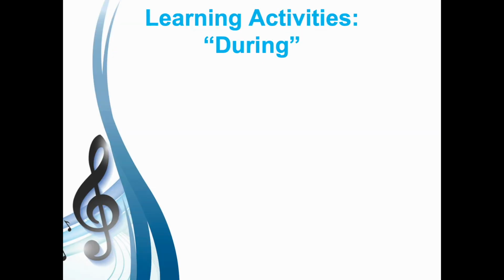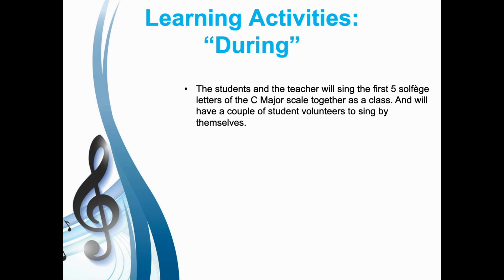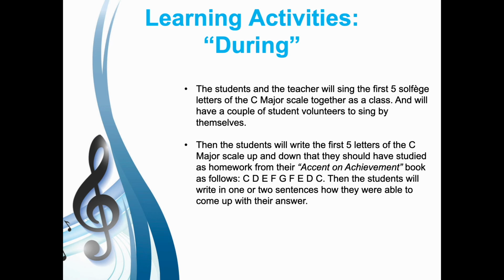Now we're going to discuss the activities during this lesson. My students and I will be singing the first 5 solfege syllables of the C major scale as a whole class. Then I will ask a couple of volunteers to sing by themselves. Then I will ask the students to write the first 5 letters of the C major scale up and down. Then they will have to justify how they were able to come up with their answer based on the band book they should have studied for homework from previous lessons.